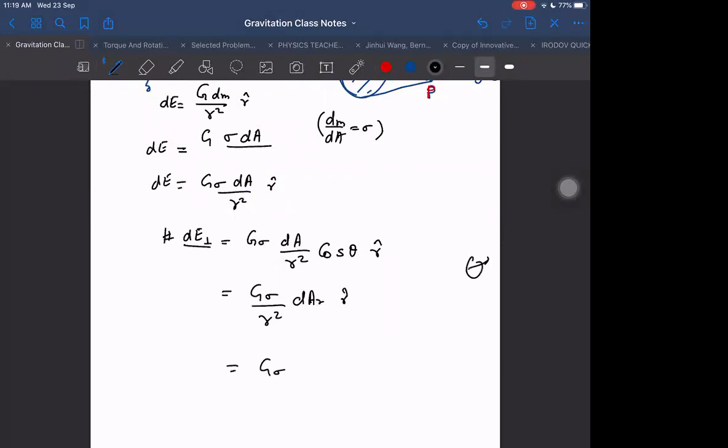If the area vector is in this direction and r is also in the same direction, then directly we can write it as G into sigma into d omega, the solid angle. It is a wonderful thing. It is always valid for any random sheet, as long as we find the perpendicular component of the field. So what is this coming out?